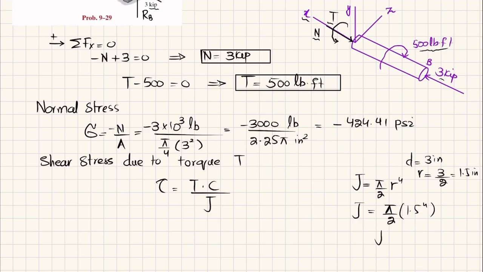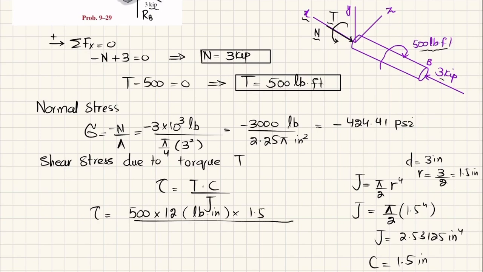Clear? So pi divided by 2 into r, where r is 1.5, power 4. When you calculate it, you will get 2.53125 pi inch power 4. And C is the radius, the distance from the neutral axis to the topmost point, so that is 1.5 inch. Now you just put the value, so the shear stress is equal to torque, which is 500 pounds into feet. We will convert it into inch. So 1 foot is 12 inch, so torque will be 500 into 12 pound into inch, and C will be 1.5 divided by J.